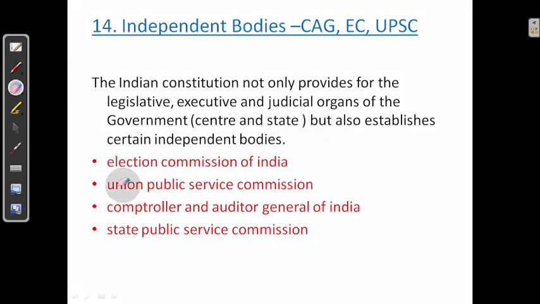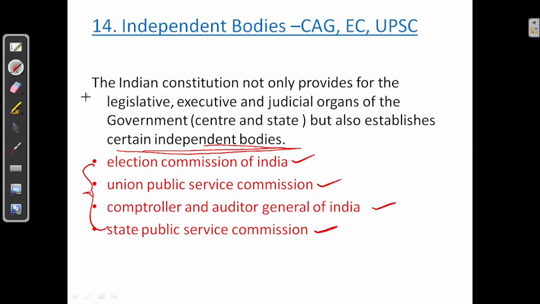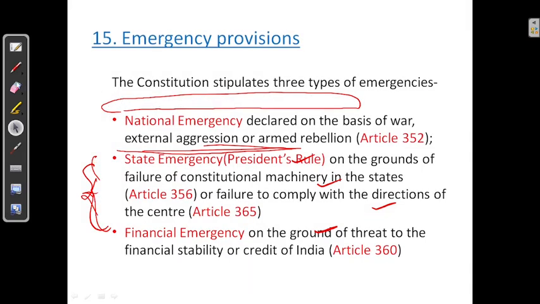Next, independent bodies. The Indian Constitution not only provides for the legislative, executive and judicial organs of the government, but also establishes certain independent bodies. Let us see what they are: Election Commission of India, UPSC (Union Public Service Commission), CAG (Comptroller and Auditor General of India), and SPSC (State Public Service Commissions). All these are the independent bodies, besides the legislative, executive and judicial organs in the Constitution.